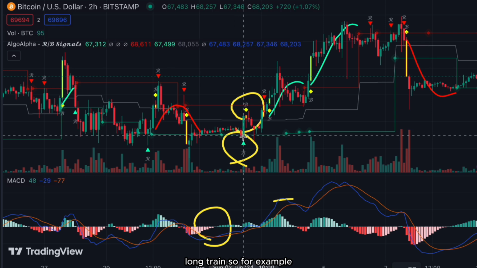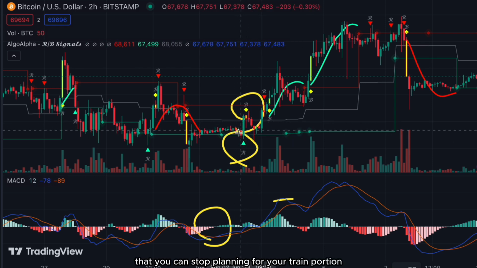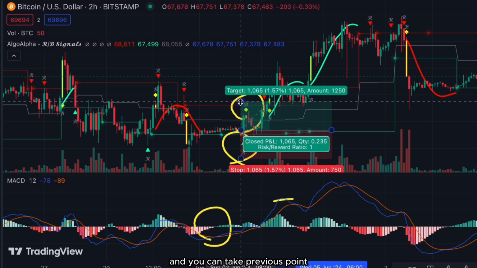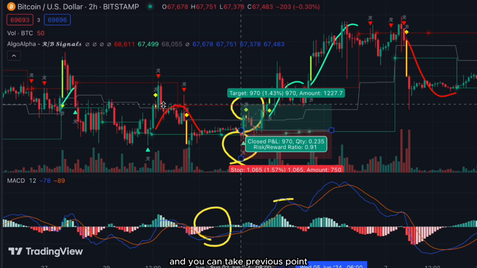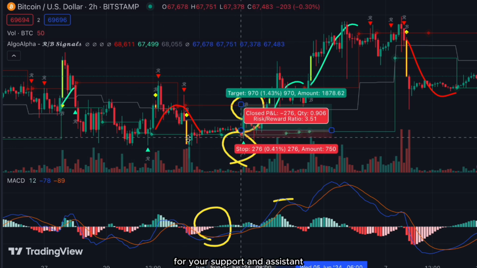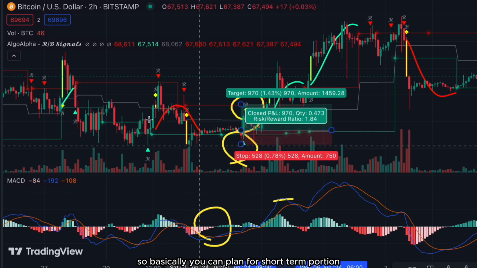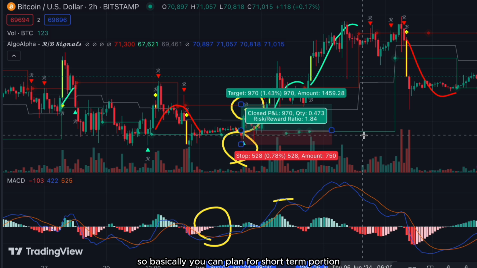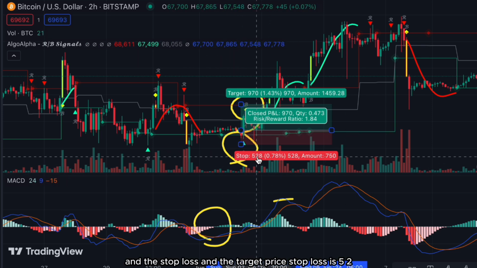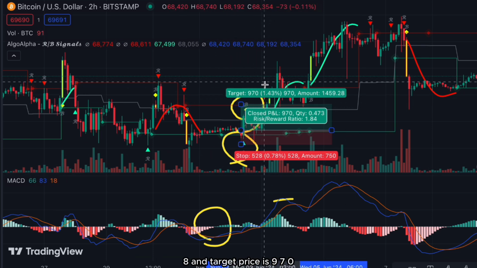So for example, after it shows a reversal, you can start planning for your trade position, and you can take previous point for your support and resistance. So basically you can plan for a short-term position. This risk reward shows a 1.84 risk reward ratio, and the stop loss is 528 and the target price is 970.